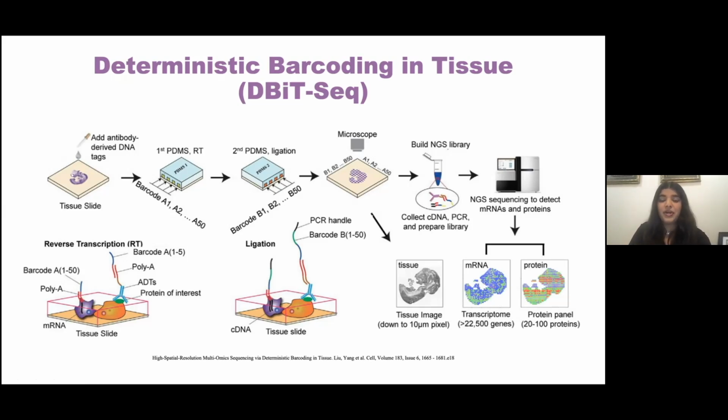This allows the barcodes to attach to various different RNAs at their specific location, which is important for developing a transcriptomic map later on. After that is done, we microscope it and image the cells and the tissues within. And then from there, we're able to build a DNA library, which is important for sequencing later on. This sequencing allows us to have the tissue image at the initial scale, the mRNA transcriptome that we're building from the barcoding process, as well as the protein panel overall.